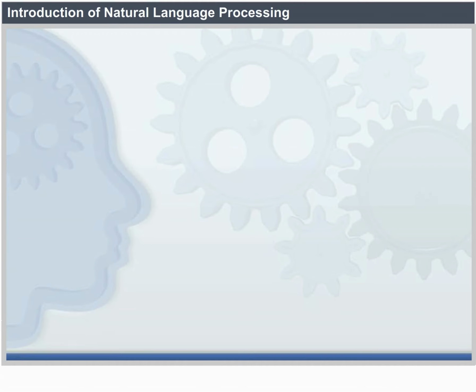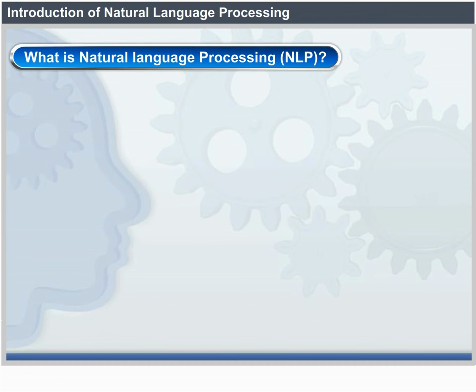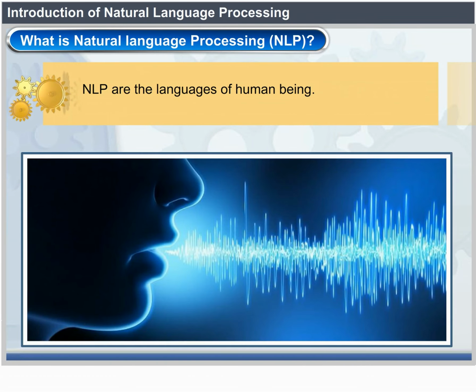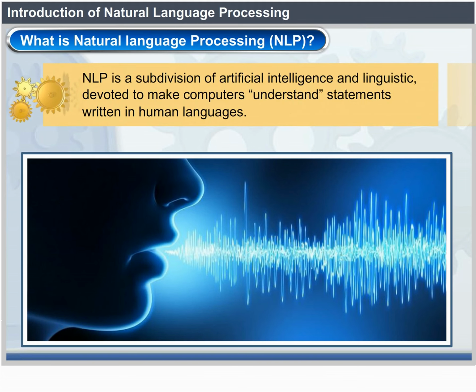Introduction to Natural Language Processing. What is Natural Language Processing (NLP)? NLP deals with the languages of human beings. NLP includes everything for the understanding of computer language, typed or spoken, and also generating natural language. NLP is a subdivision of artificial intelligence and linguistics, devoted to making computers understand statements written in human languages.